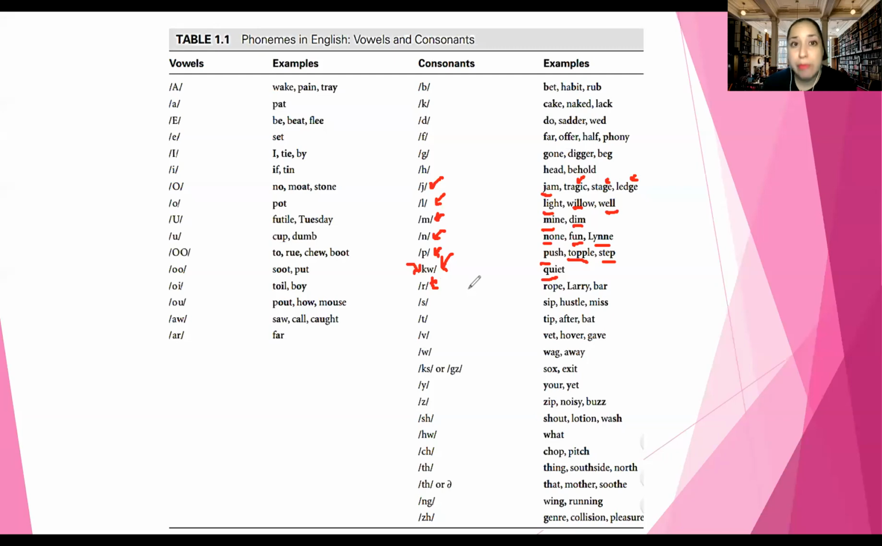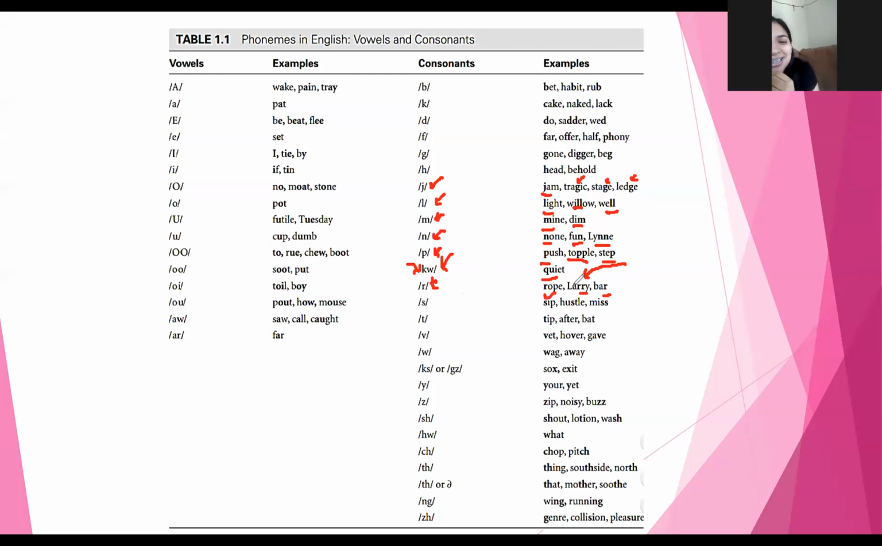is not as strong as Spanish. There's no sound like that in English. It's only rope, Larry, bar. So for us, Spanish speakers will say Larry, it's wrong. It's totally wrong. There's no Larry. There's no such thing. It's Larry. Exactly. Good. So the sound for S is Z: this, sleep, hustle, miss, simple.